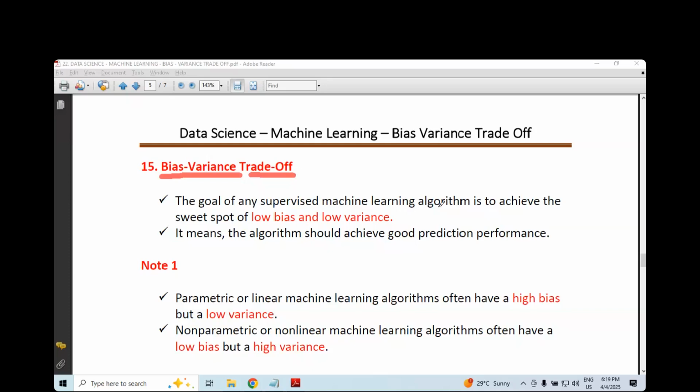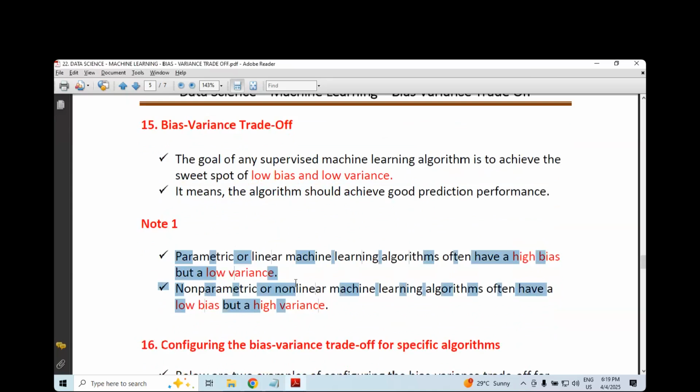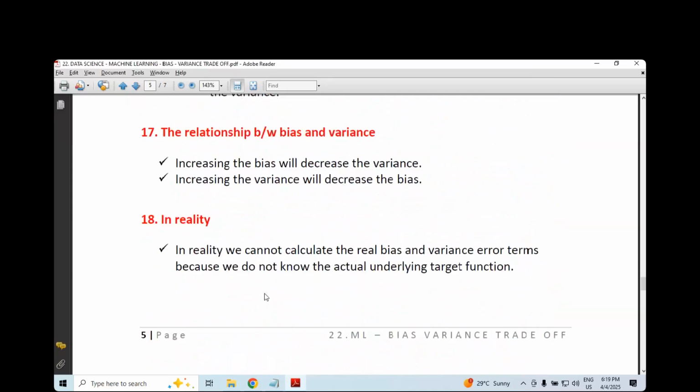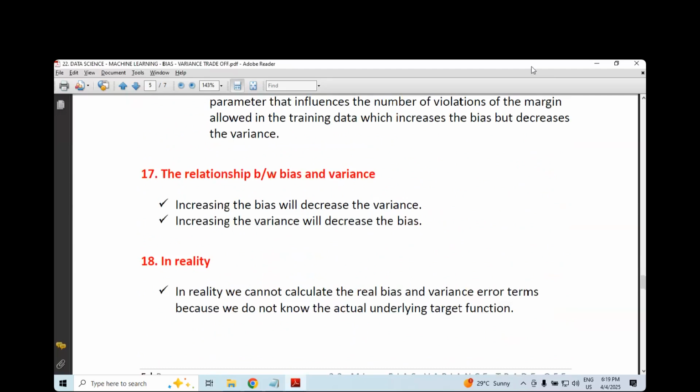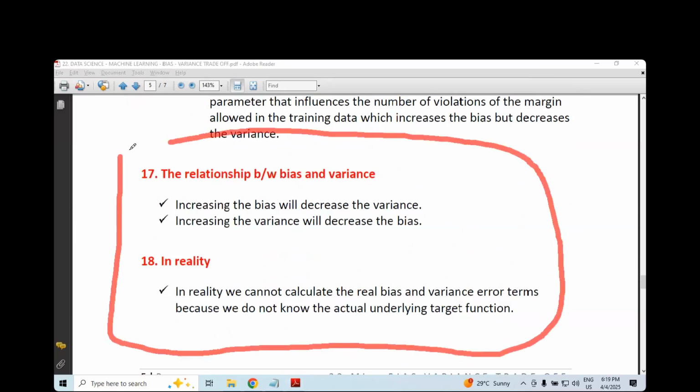The goal of any supervised machine learning algorithm is to achieve the sweet spot. This word is nice and interesting. What do we mean by that? Low bias value and low variance value. It means the algorithm should achieve good prediction performance. We can talk about this theory later, once all the algorithms are done and then you will understand it. But these two points are important. Understand this.